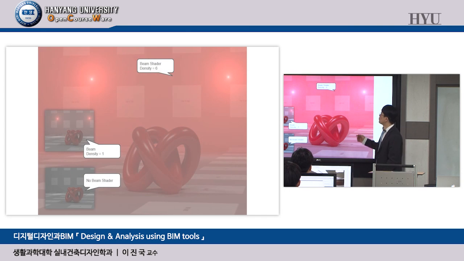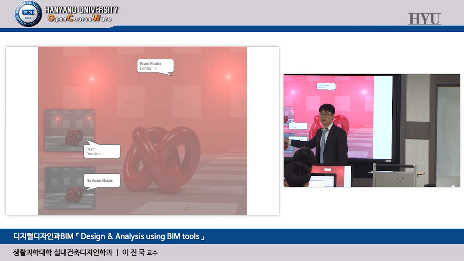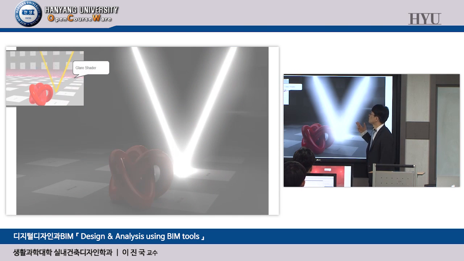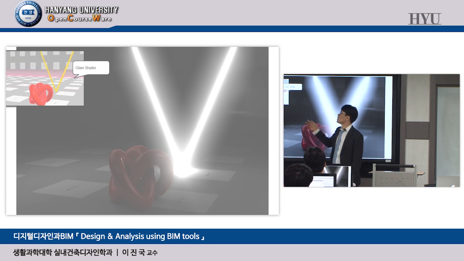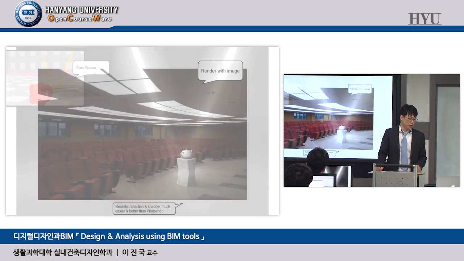How about this kind of beam shader? This is the default render with no beam shader. But if you use the beam shader, you can get this kind of visual effect. How about the glare shader? This is a lighting object, but using the glare shader without Photoshop, you can get this kind of visual effect, thanks to Mental Ray predefined shaders.